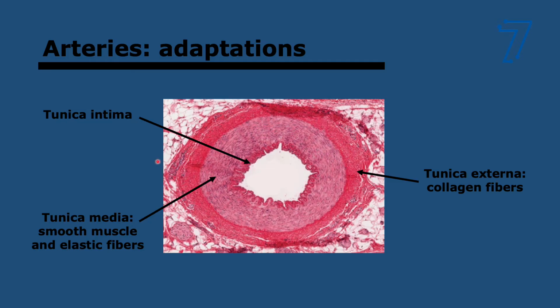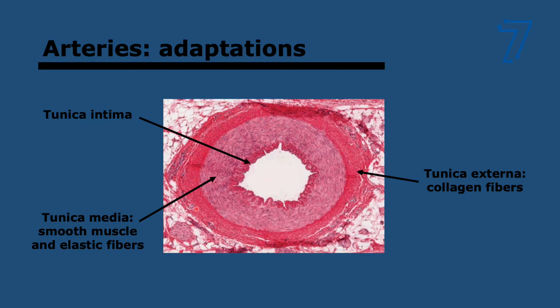Well, they have several layers. They have the tunica externa, the tunica media, and the tunica intima. So the tunica externa is a tough outer layer, and it's mainly made of connective tissue with collagen fibers. Now, collagen fibers make arteries strong enough to withstand pressure changes. So that's quite important because the blood comes at very high pressure.